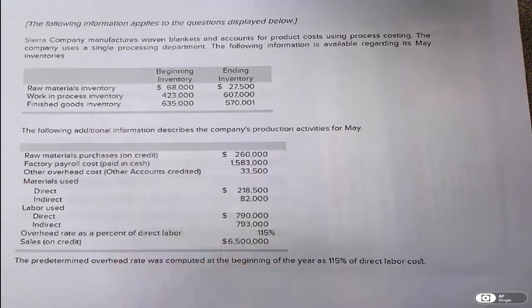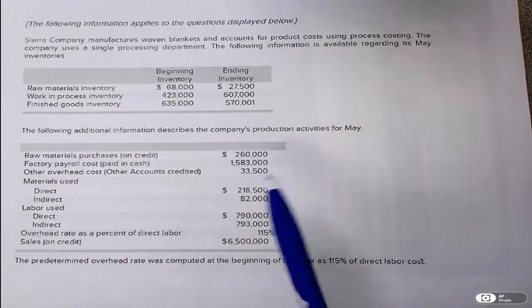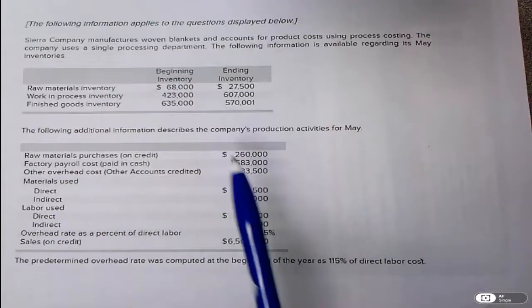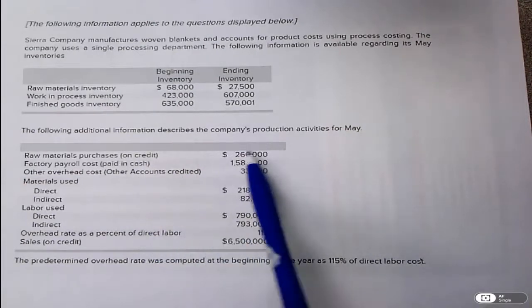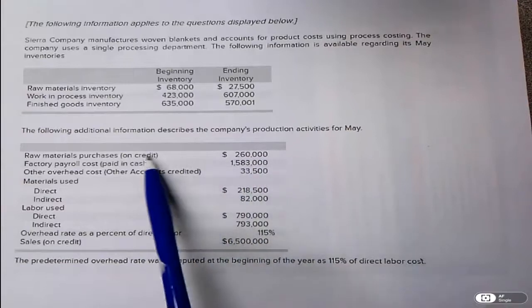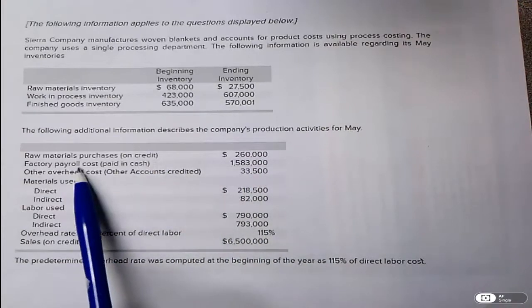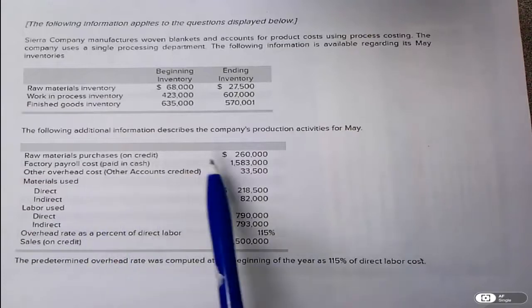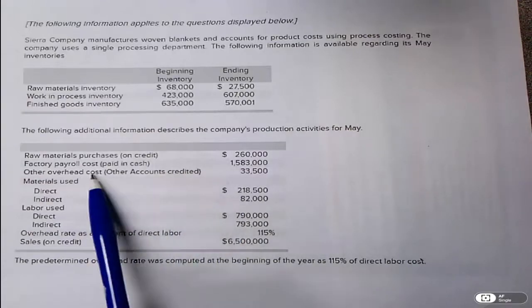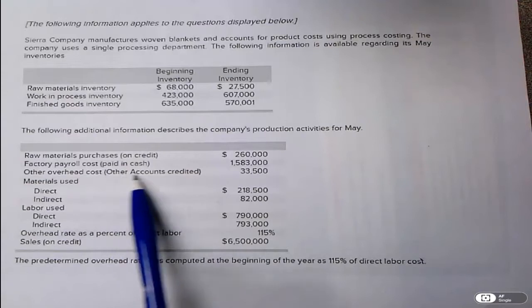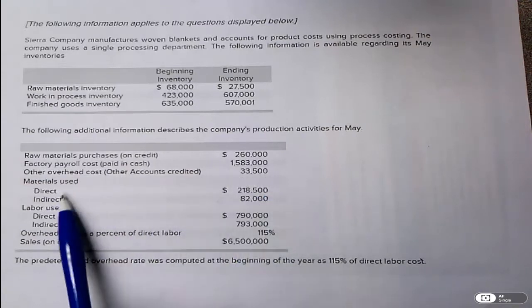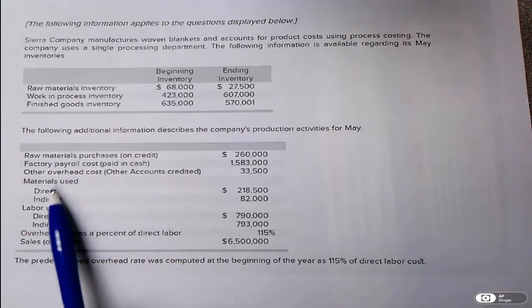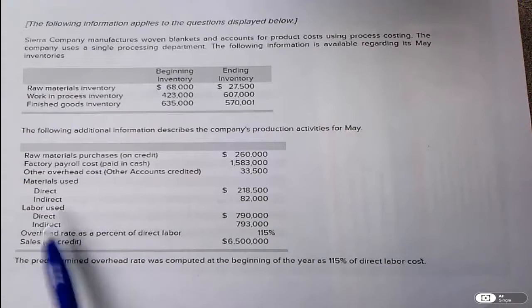The following additional information describes the company's production activities for May. So we know exactly how many raw materials were purchased on credit. Credit means to be paid later. We also know that there was some factory payroll cost paid in cash, a certain amount. Some other overhead costs, meaning these were actual overhead that was incurred. And then we have our materials used, some direct and some indirect. And then our labor used, direct and indirect also.